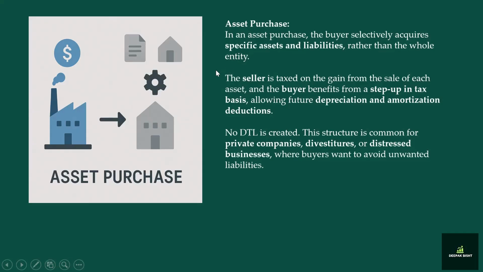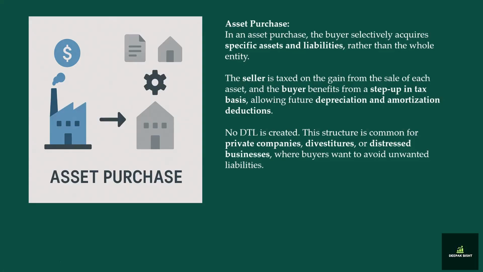And that's the first tax impact. The second tax impact is that the buyer, however, gets a big benefit. They get to step up the value of the asset to the new purchase price. This means they can depreciate or amortize the asset from this new higher value, which reduces future taxes. So in this case, no deferred tax liability is created because tax values and accounting values actually match.